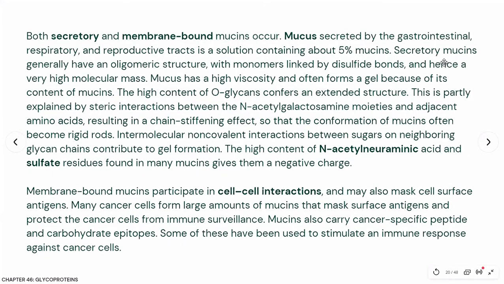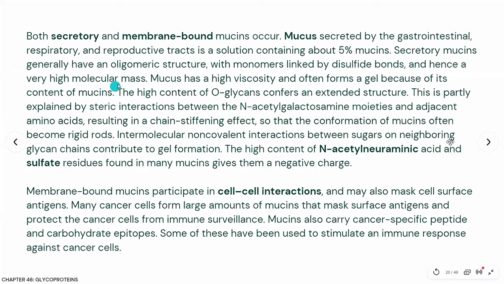So there are both secretory, meaning secreted out, and membrane-bound mucins. Mucus secreted by the gastrointestinal tract, the respiratory tract, and reproductive tracts has about 5% mucin. So that's mucus, no?